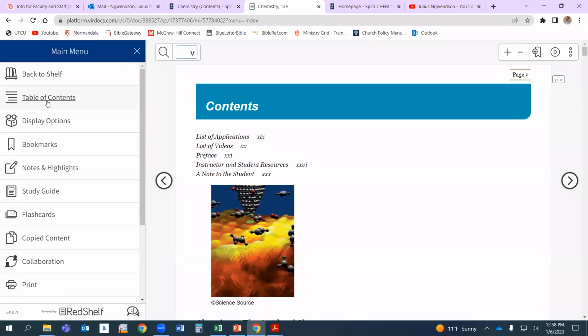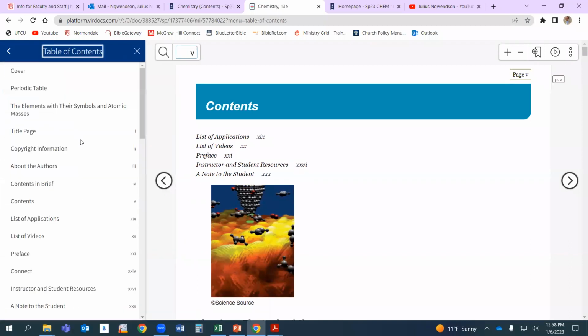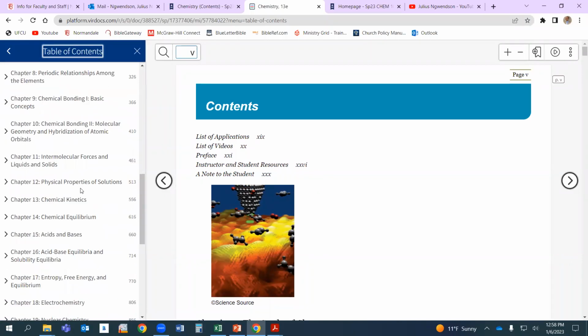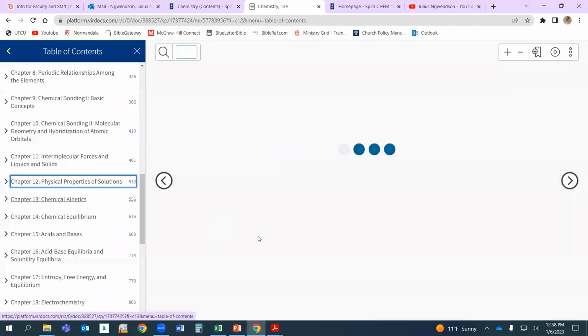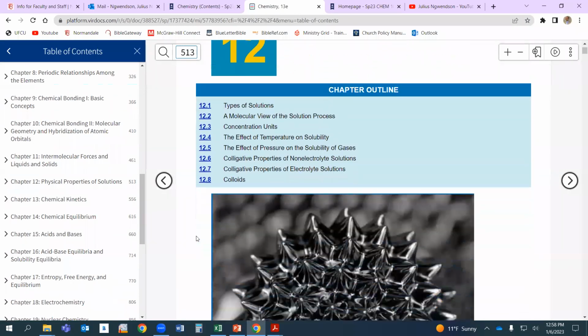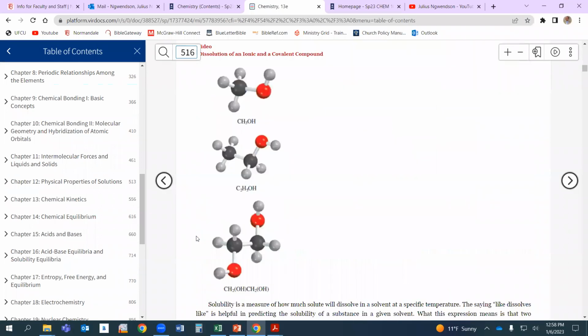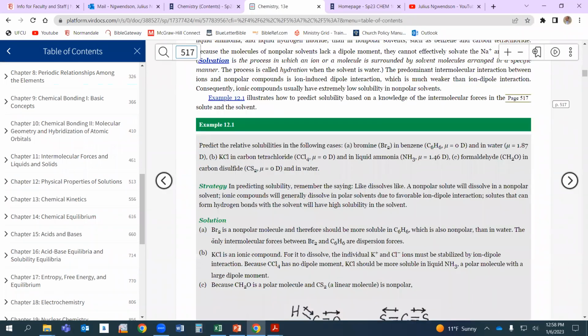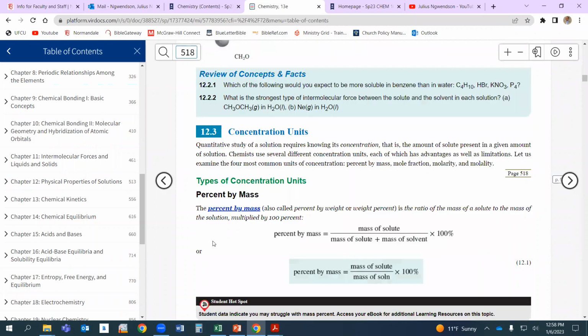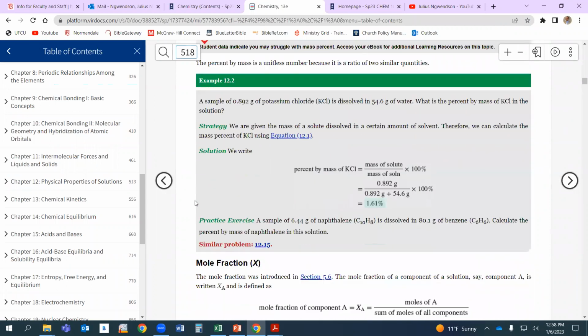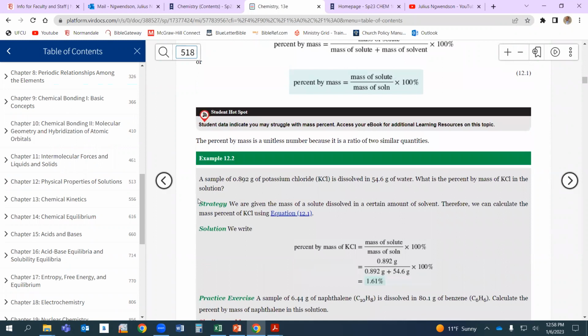Let's go to the table of contents. We are starting with chapter 12. So this is the first example. In the notes, this is the second example. Now let me just use example 12.2. So I usually solve this in the lecture.